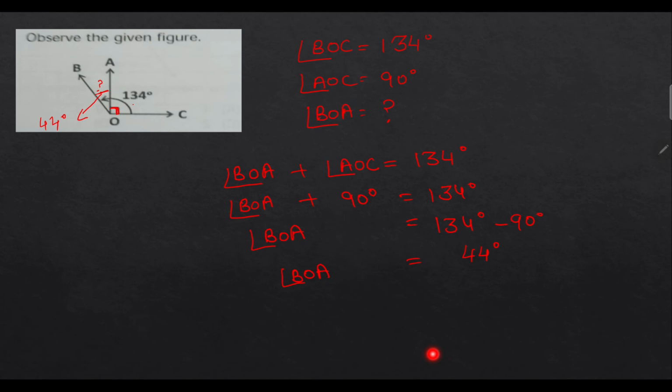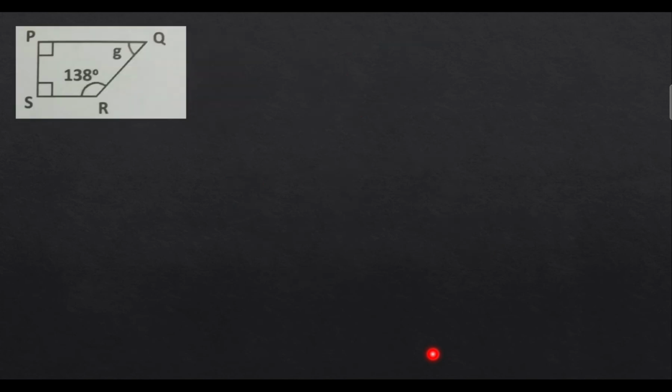I hope it is clear. Let's try another question. Now you have been given a quadrilateral. 3 angles are given. You have to find out the measure of the 4th angle. As I have already told you, the sum of the 4 angles of a quadrilateral is 360 degree, right?